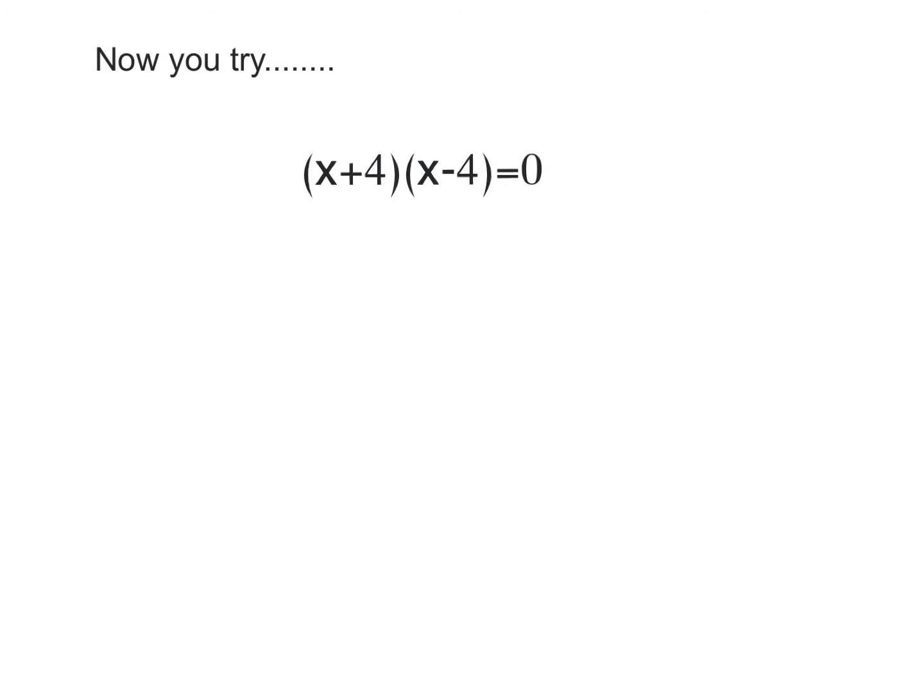Alrighty, folks, I'm back. Now again, first thing I'm going to do, is one side of this problem 0? Yes, it is, so we're good there. So I'm going to start by pulling these pieces apart. So x plus 4, x minus 4. I'm going to set the pieces to 0. Okay. Now we're going to just solve what we got.